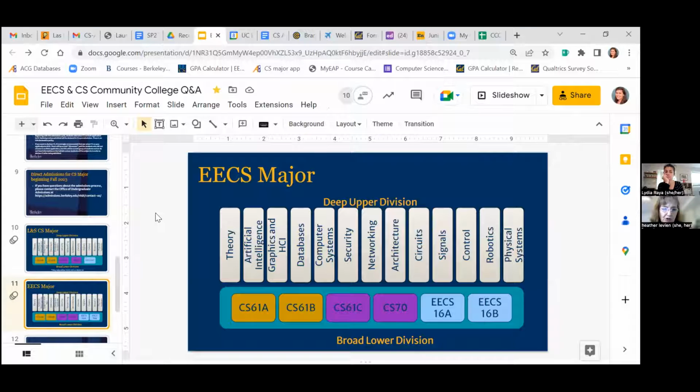Some people choose to really focus on the electrical engineering side. A lot of people choose to focus rather specifically on the CS side, and some people find themselves crossing in the middle here. Are there any questions?